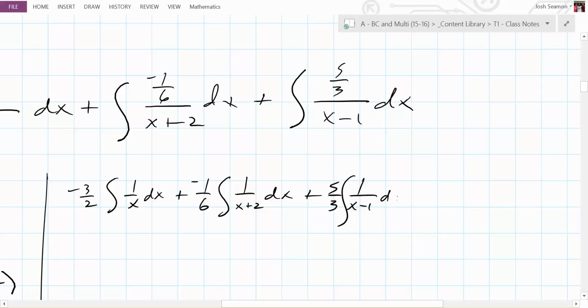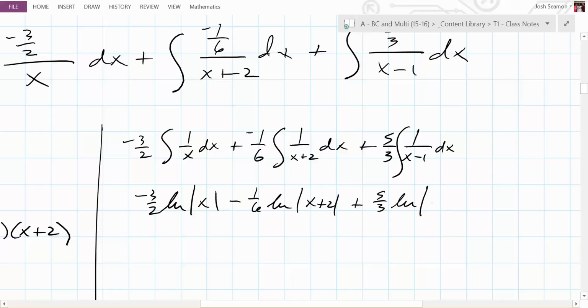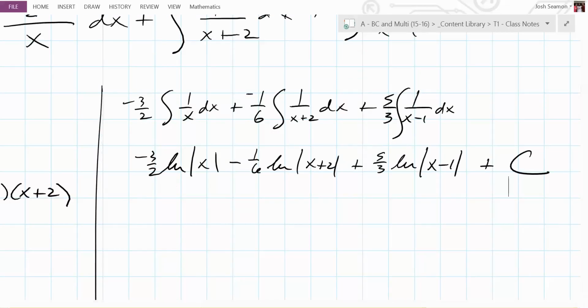Now, are those decently straightforward integrals? Yeah, so you have negative 3/2 ln of absolute value of x, minus 1/6 ln absolute value of x plus 2, plus 5/3 ln of absolute value of x minus 1, plus C. Cool? When you see a nicely factored denominator, you need to think PFD, partial fraction decomposition.